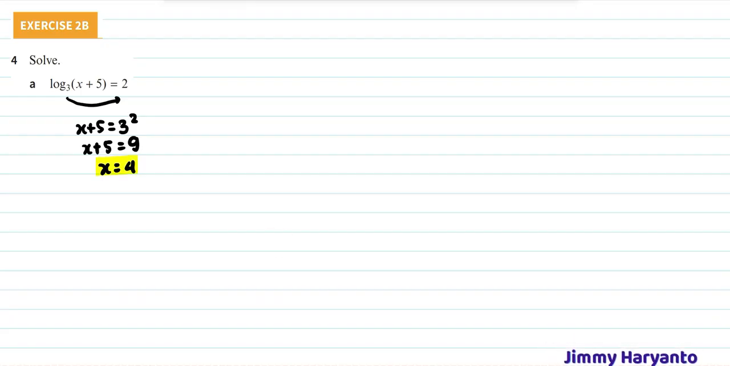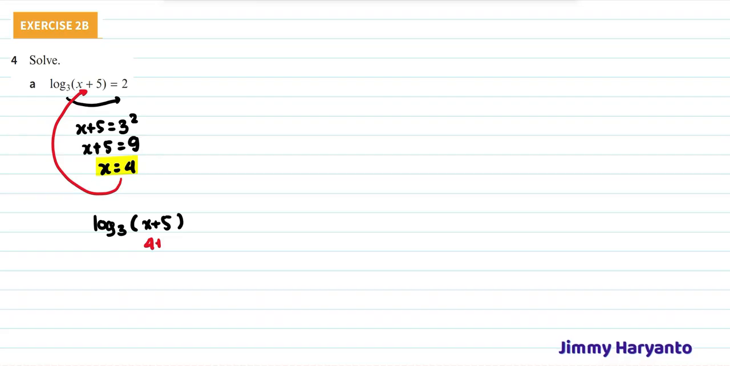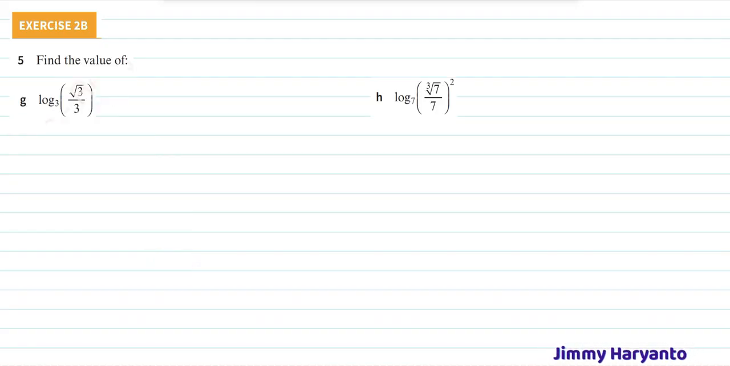For this one you have to double check your answer whether it satisfies the condition of logarithm or not. So when you input it into the x plus 5, you will have 4 plus 5. 4 plus 5 equals 9, and 9 is greater than 0. That means the condition is fulfilled. That also means x equals 4 is the solution. Next is 5g.